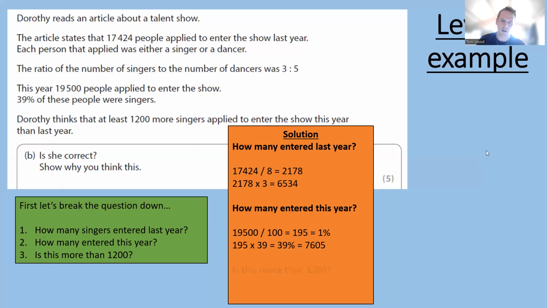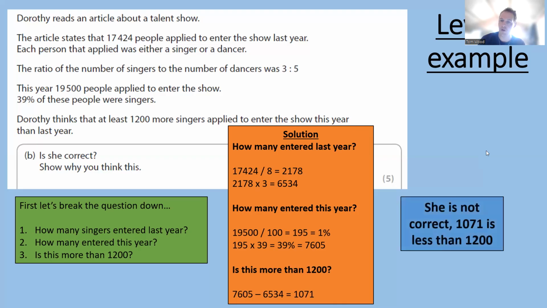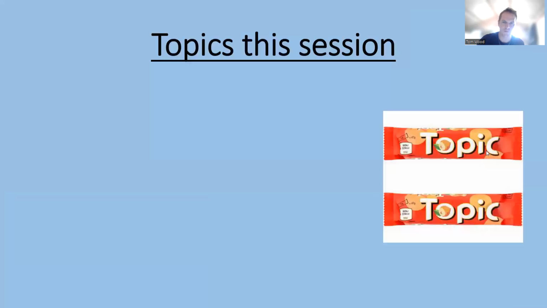Now, the only end part here then is that Dorothy thinks that at least 1,200 more singers have applied. So is this true? If I subtract these values, or again, you can go from the smaller value and count up if you wanted to, but you will have a calculator for this question. All of these questions have been calculated, just so you're aware. So I'm going to look there. Okay, lo and behold, I've got 1,071. So my final point here is going to be, no, unfortunately, she is not correct. 1,071 is less than 1,200.